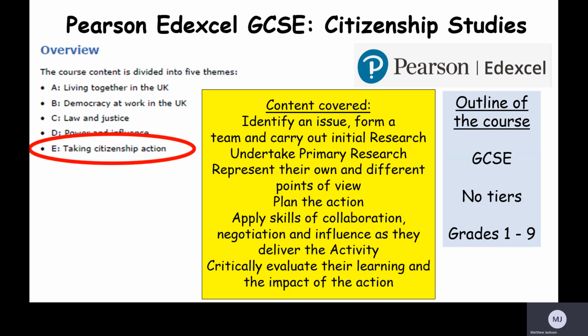And then they have to actually do the activity and then critically evaluate it. Did it work? Did it not work? Why did it not work? What went wrong? And this is all within a group as well, so it's not just an individual thing. It's why did this not work? What worked well within the group? What didn't work well within the group?